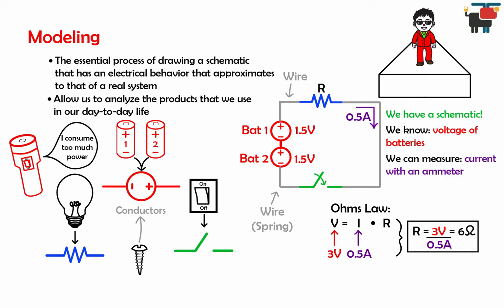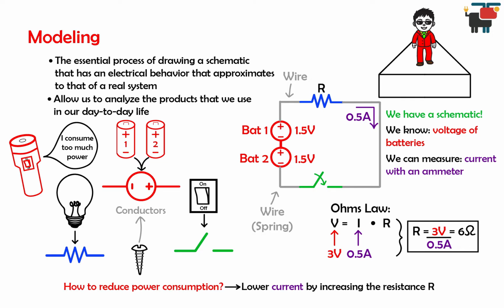If we want to reduce the power consumption of the flashlight, we need to reduce the current drawn by the bulb. How can we do this? We can accomplish a lower current by increasing the resistance of the filament. More complex systems can also be modeled and optimized following the steps we performed here.